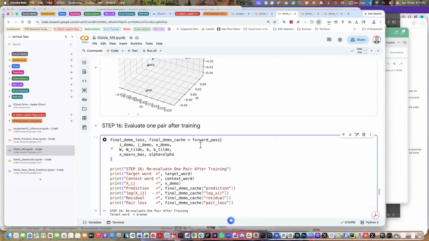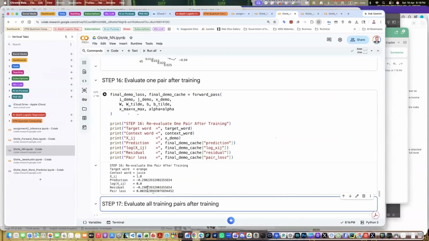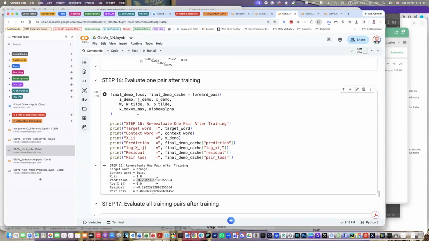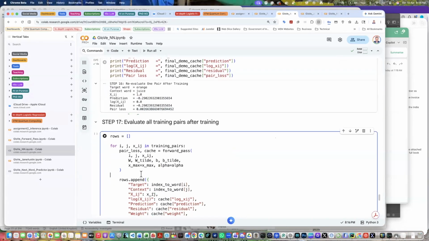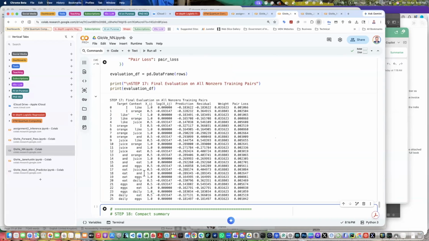So if I evaluate one thing, if you take orange and juice, you notice that its prediction is very close to 0.0, that is the log loss, and the residual and the loss are very minimal. So even with a small corpus like this, it is able to find patterns. If I do it across all the different words I have in my corpus, notice that the loss is actually very minimal, so the neural network has learned quite effectively.